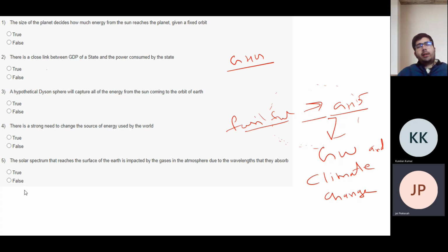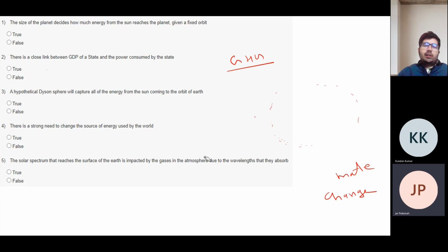GHG emissions are directly connected to global warming and climate change, and the result of global warming is that we will see extreme conditions in every climate. If there is a winter condition, then we will see an extreme winter. If summer, we will see extreme summers. So global warming will raise the average temperature and will result in extreme weather. That is very dangerous for our environment. So there is strong need to change the source of energy used by the world. So the statement is true.